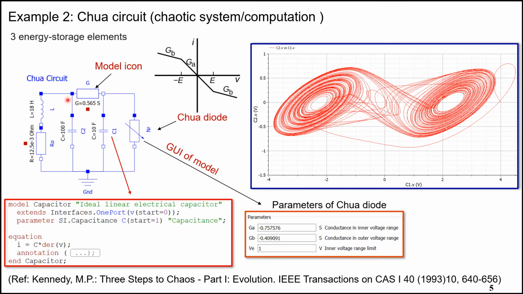I have to draw your attention that this is the physical connection. It means that there is no data flow between them, and this is an acausal connection. In Modelica, we have a GUI for entering the parameters of the model. You can see here for the Chua diode. In this example, we have shown some properties of Modelica, such as object orientation and equation based.